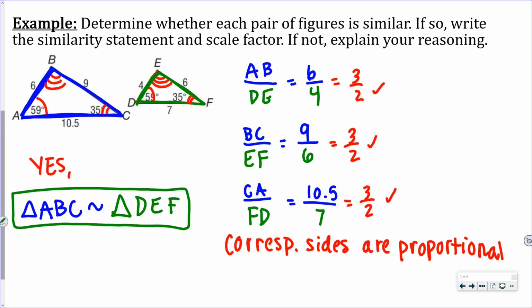Write the similarity statement and identify the scale factor. So the scale factor is that common ratio, 3/2. Okay, now I do want to point out, technically there's 2 right answers for that scale factor. You could say 3/2. Anybody know what else would be technically correct? For their ratio?